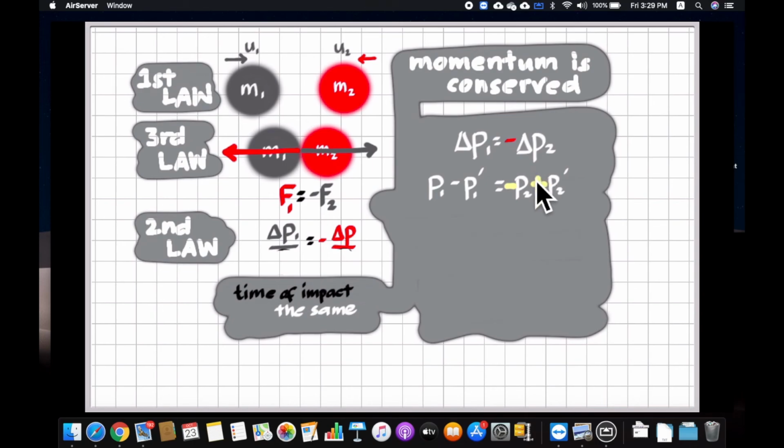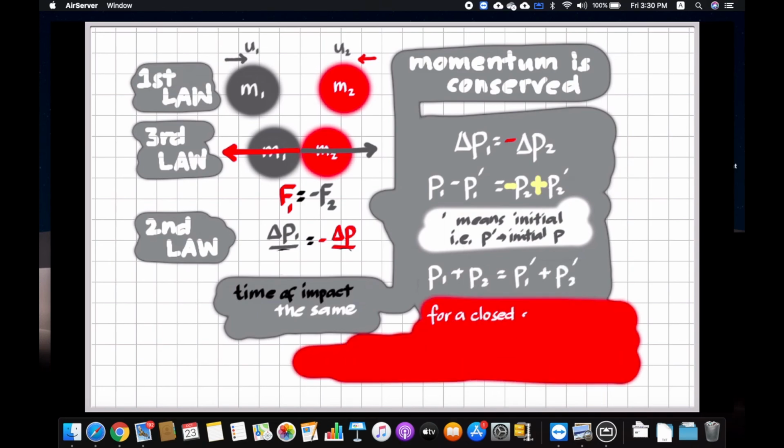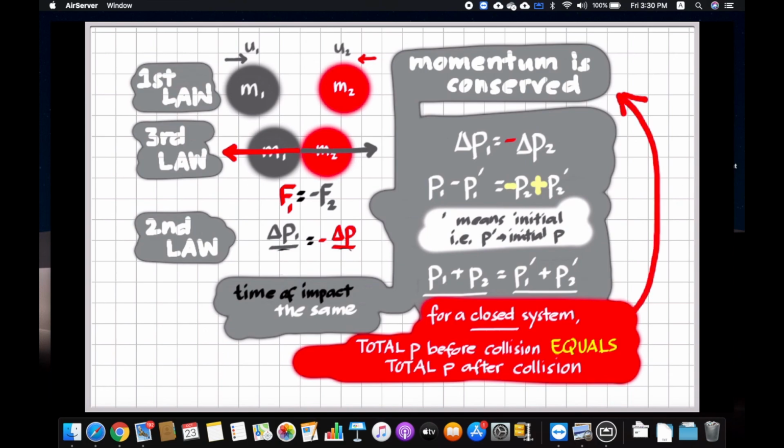I use a hyphen here or prime to say that those momenta are the initial momentum of each of the objects. If we are then to combine all these momenta before collision and all these momenta after collision, we will have this equation saying that in a closed system, closed guys, okay, isolated, there are no other external forces here. In this case, the total momentum before collision, this, equals the total momentum after collision, this one. Okay, that's all for now.